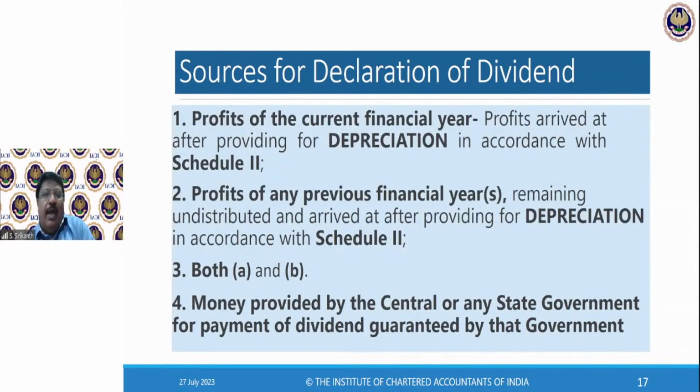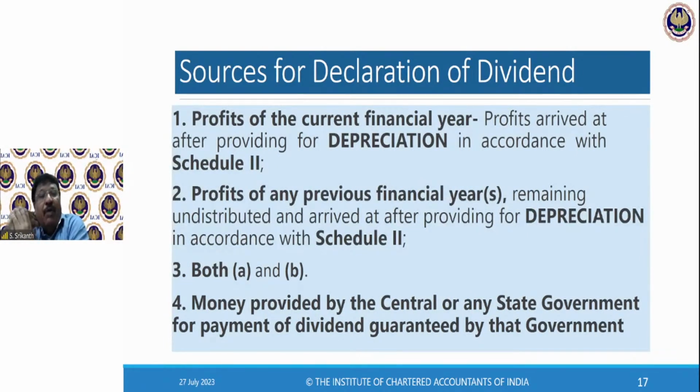Dividend can be declared out of profits of the current financial year, meaning current year profit, provided the profits are arrived at after providing for depreciation in accordance with Schedule 2. As per the Companies Act, you have to provide the depreciation. If you declare dividend without providing for depreciation, it is void. You cannot ask the shareholders to give it back. But the very important thing is, you have to provide for depreciation.